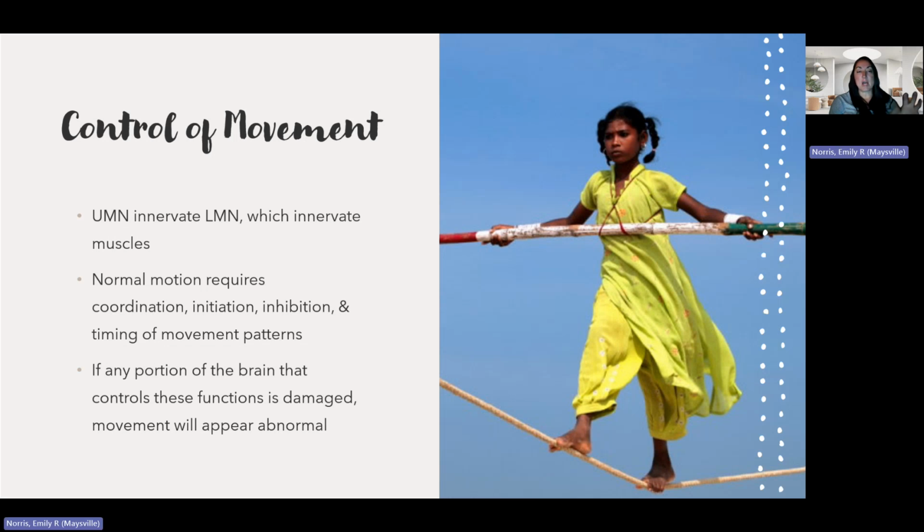Control of movement. Upper motor neurons innervate your lower motor neurons, and those innervate your muscles. So that's the pathway from upper to lower to muscles. Normal motion requires coordination, initiation, inhibition, timing, and all of that to work together at the right time to coordinate those movements. If any portion of the brain that controls these functions is damaged, then movement will start to appear abnormal.